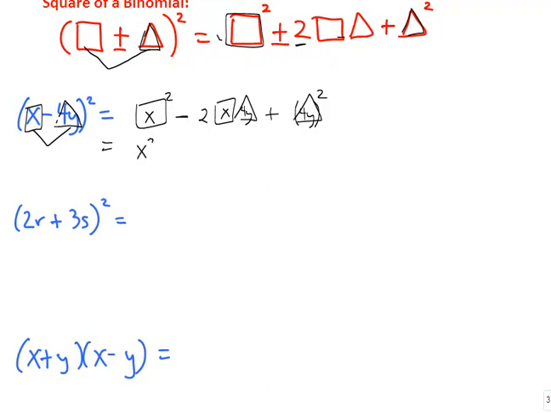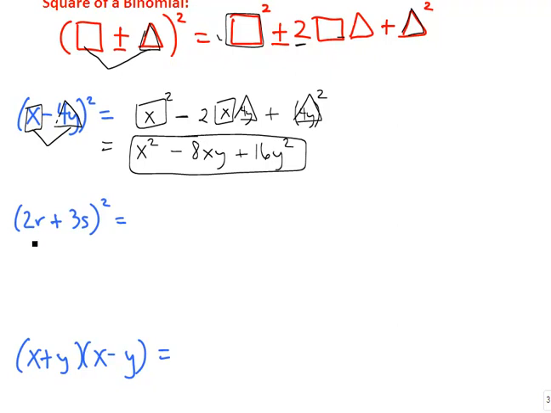So let's simplify this. X squared is x squared. Negative 2 times x times 4y becomes 2 times 4, which is negative 8, and xy stays put. And 4y quantity squared, you want to square the 4 as well as the y, so that gives us 16y squared. So here's our solution. Okay, let's try that again.